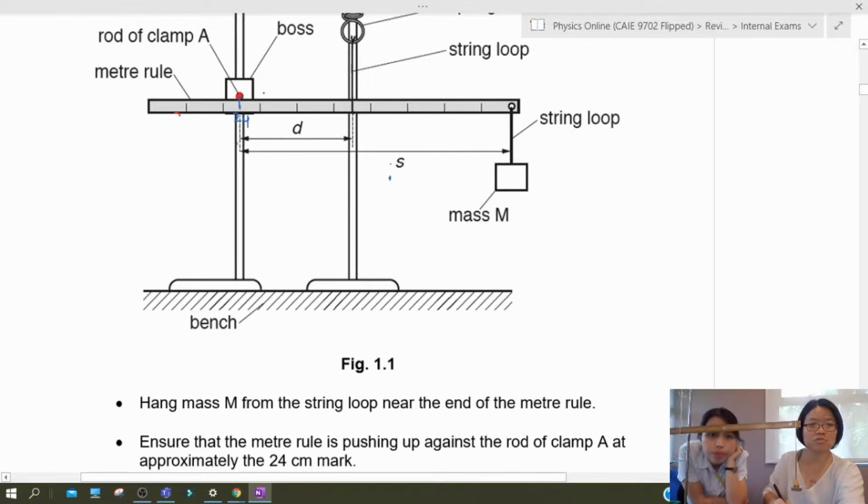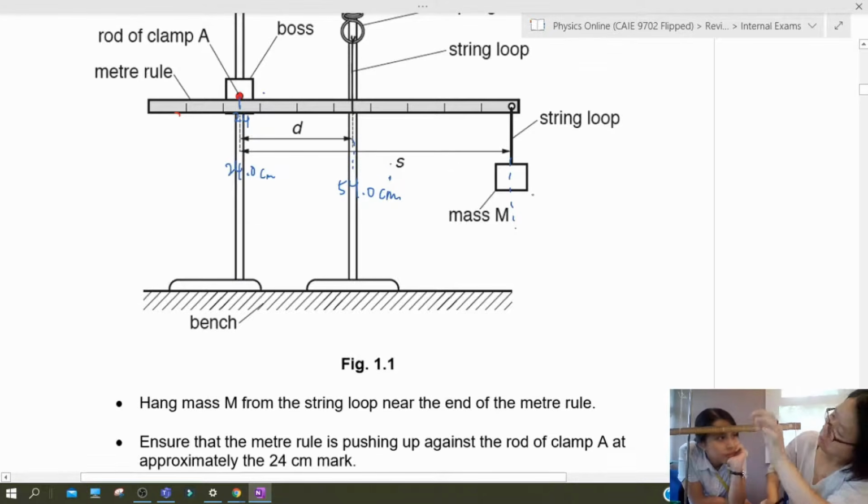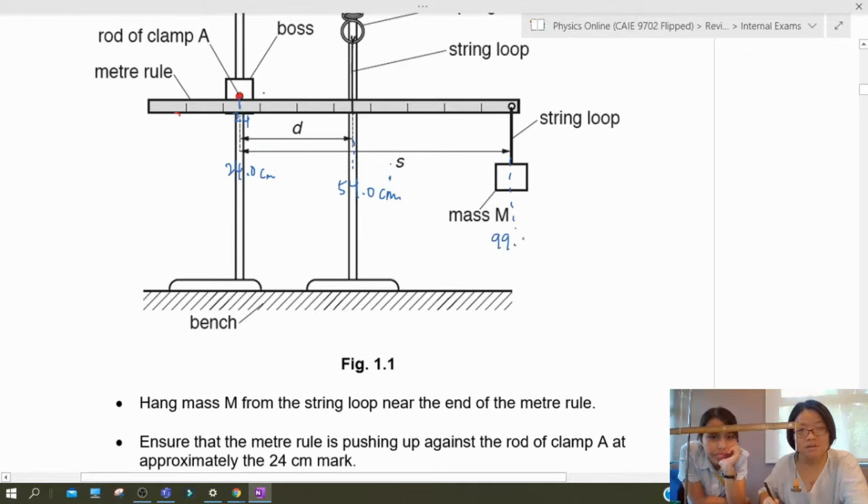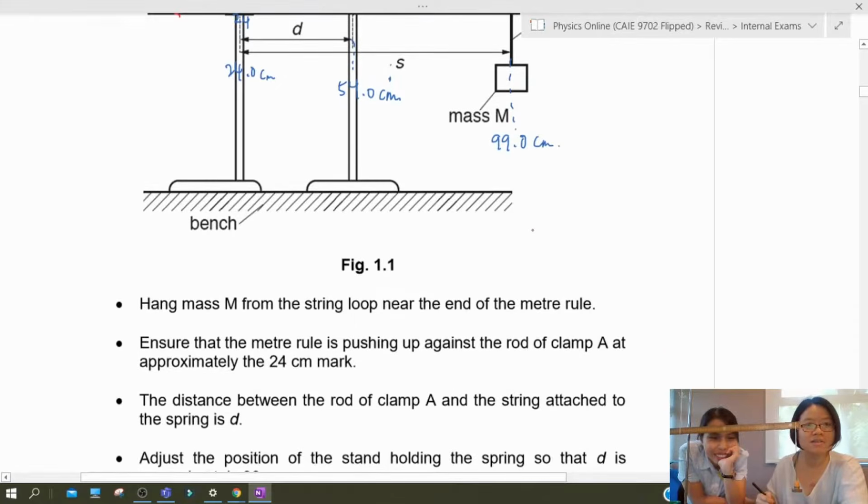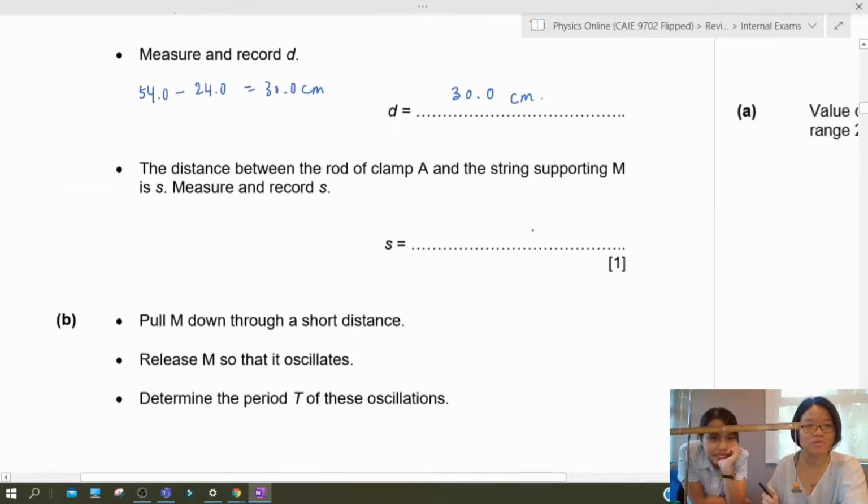So this one was 24.0. And this point here is 54.0. So now we need to read this point. 99, is it? 99. No wonder all the numbers so weird. 24, 99. Conspiracy. Illuminati. Okay. 99.0 minus 20.